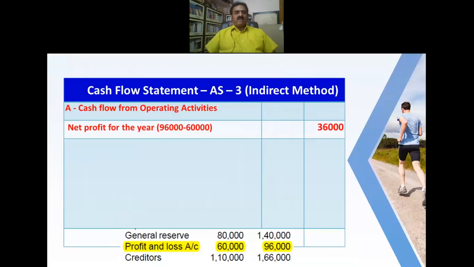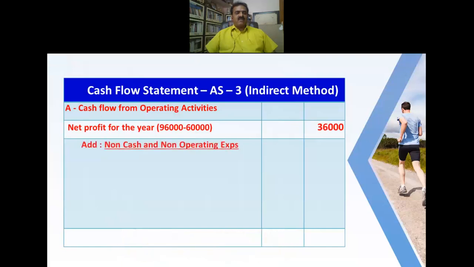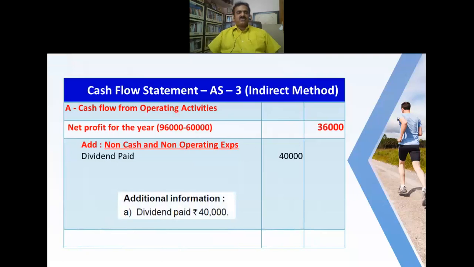To this net profit, we need to add all non-cash or non-operating expenses, including working capital items. What are all the non-cash or non-operating expenses given in this particular question? The first one is the dividend paid. In the adjustment it is also given that the dividend paid is 40,000 rupees. All expenses are to be added, all incomes to be deducted. So, the first and foremost is dividend paid.